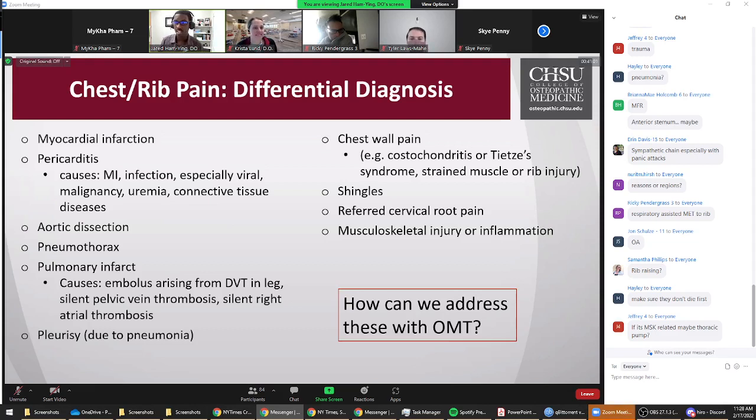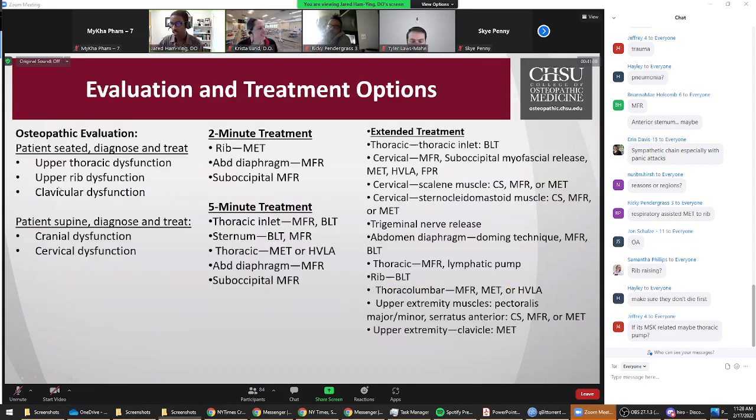Yes, if indicated and not something directly over, you can do a thoracic pump. Usually not your first line, but definitely something to do later on lymphatically. It can be a big help. Good point. Perfect. All right, so again, here are some things you could use.